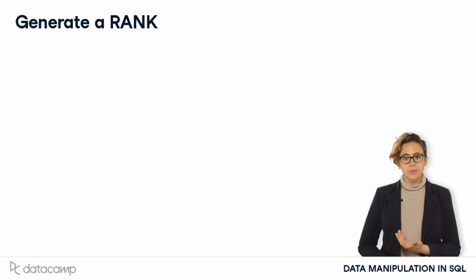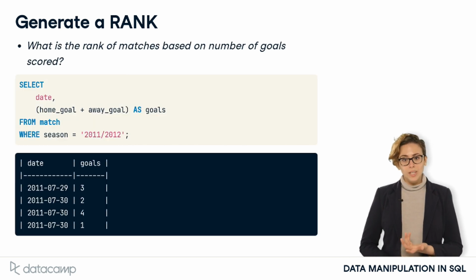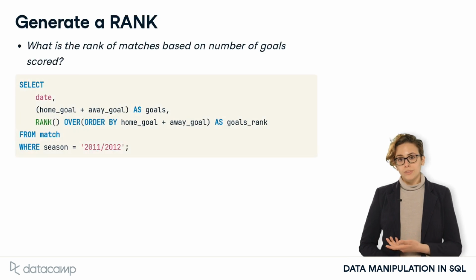Another simple type of column you can generate with a window function is a rank. A rank simply creates a column numbering your data set from highest to lowest or lowest to highest based on a column that you specify. Let's take the same query as the previous example without the window function and use it to answer the question, what is the rank of matches based on the number of goals scored? We can answer this using the rank window function.